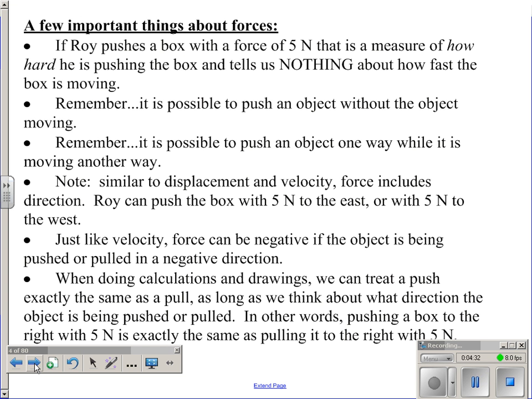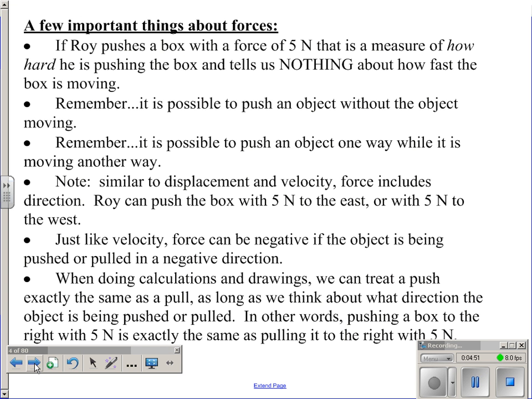I think in a previous video I had you stand up and push the wall, right? You can push the wall with a lot of force, push the wall very, very hard, but still not get any motion out of it. Okay? Please do not make the mistake of saying that something moves at 5 newtons. That doesn't make any sense. You push something with 5 newtons.